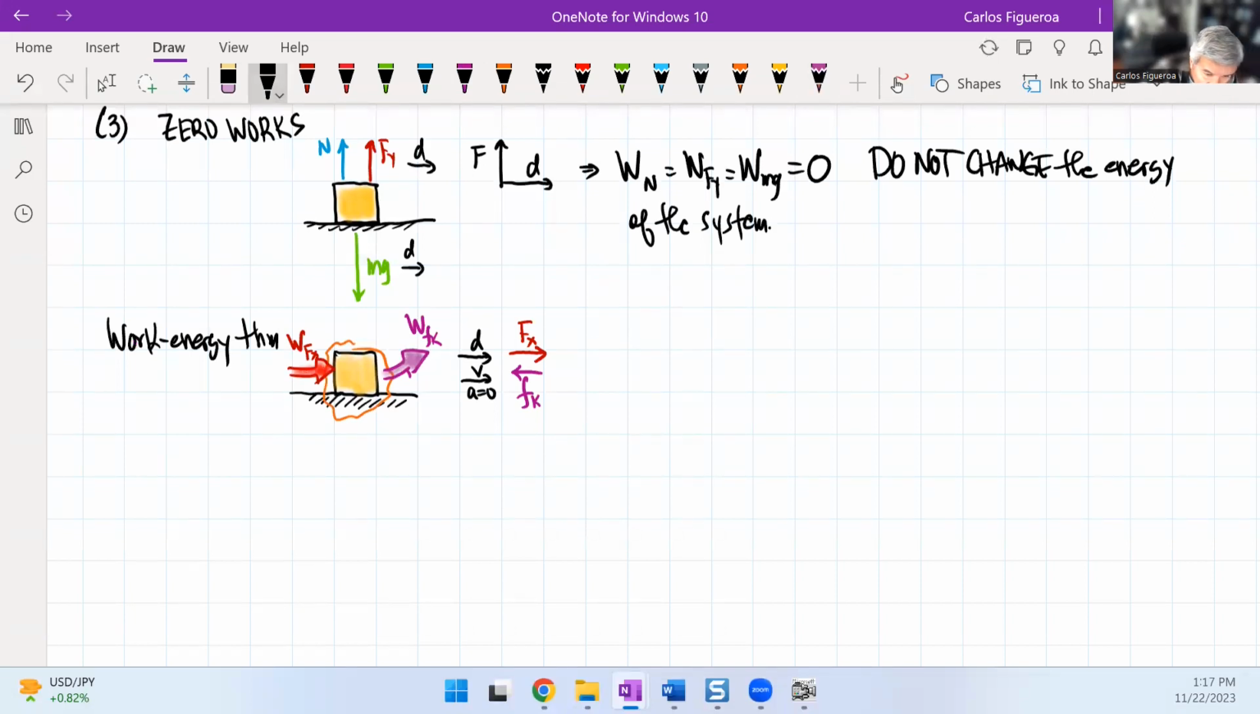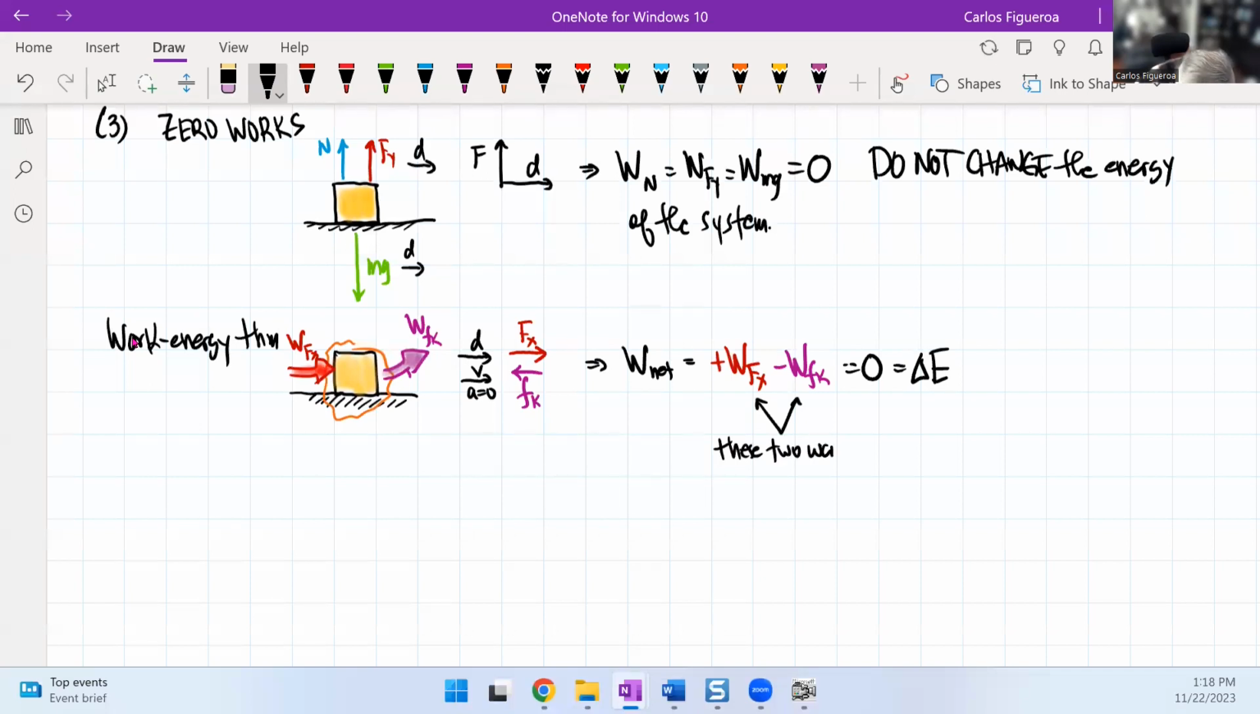And as a consequence, we then say that the net work will be the work of f of x minus the work of f of k. And because these guys balance each other out to be in a state of equilibrium, this tells me that there is no change in energy. So what we're seeing here is that these two workings balance each other out. They balance each other out.